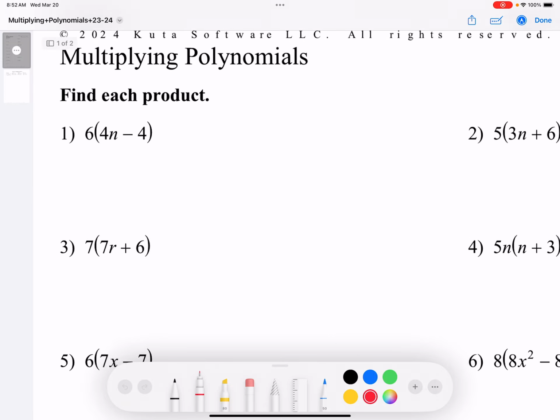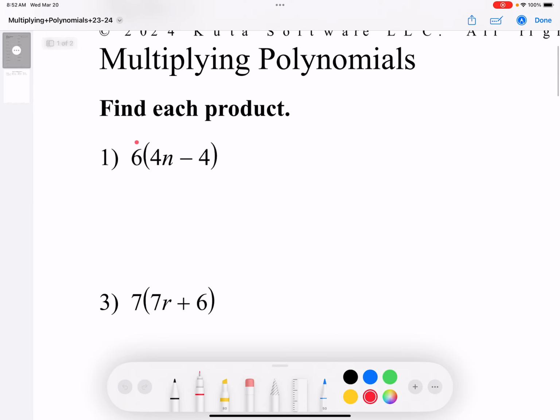So for example, here on number 1, we're going to distribute the 6. And we get 6 times 4 is 24. We keep the n. And then 6 times negative 4 is negative 24. And that's our answer.